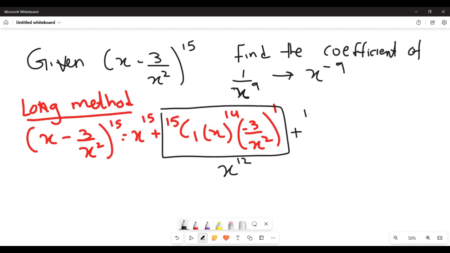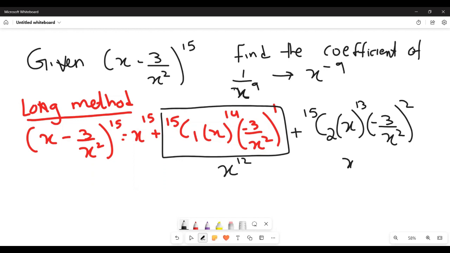Plus 15c2 x power 15 minus 2, which is 13, and minus 3 upon x square power 2. Ab idhar dekhte hain, what is going to be the x term? It's going to be the numerator is x power 13 and the denominator is x power 4. So this would give you x power 9 in the numerator.